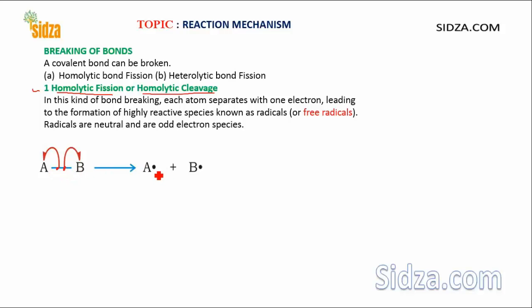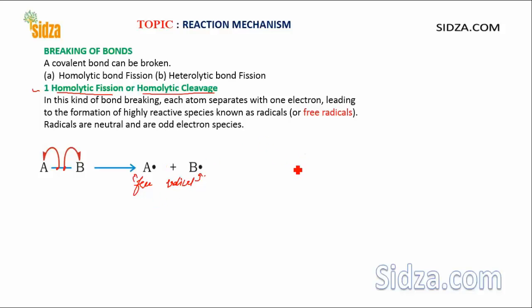So now what you get, this is a free radical, this one is a free radical, right? This one is a free radical, this one is a free radical. So these are the free radicals that you get from the homolytic bond fission. In a homolytic bond fission, there occurs a symmetric bond fission, meaning each atom takes one electron. Okay, each atom takes one electron. And what are the species that we get? These are the free radicals that we normally get.